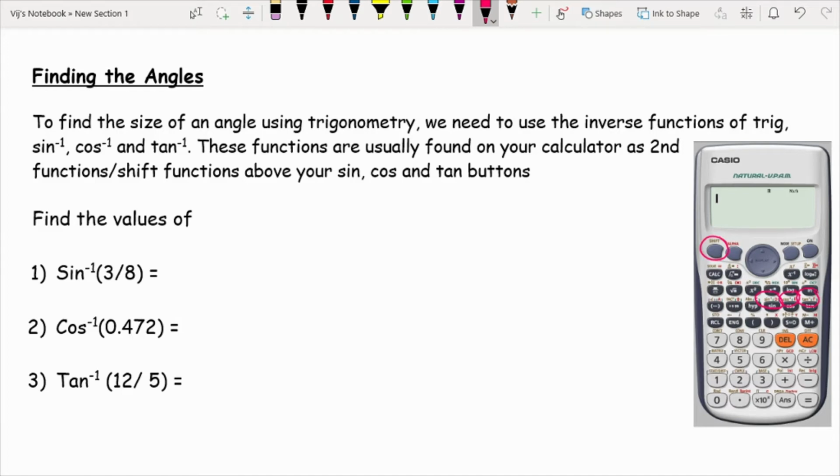It might be classed as a second function, it might be a shift, depending on your scientific calculator, but hopefully you'll be able to find it, and then it should come up on the screen as sine minus 1 with a bracket, or cos minus 1 with a bracket, or even tan minus 1 with a bracket opening. Let's practice using these functions. On your calculator, press second function or shift and then enter 3 divided by 8, or use your fraction button, it's entirely up to you, and we should get an answer of 22.024312284.